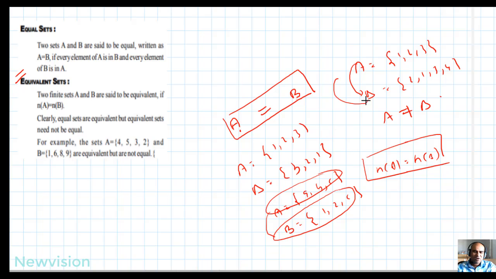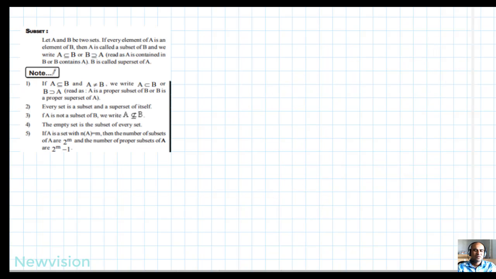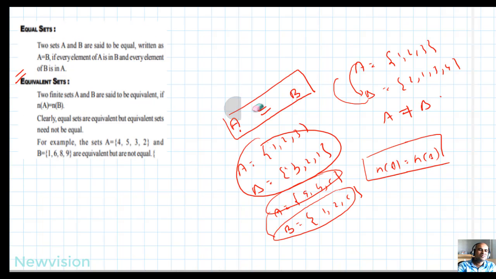Okay. So the important thing is, in the previous example, those two are equal sets as well as equivalent sets. What is the meaning of that? If two sets are equal, automatically they will become equivalent. If two sets are equivalent, they need not be equal sets. Okay, students.